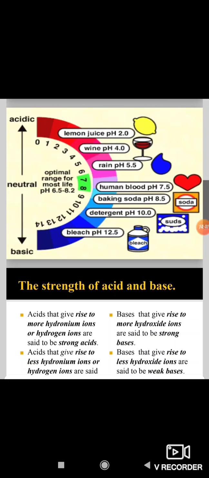And acids that give rise to fewer hydronium ions or hydrogen ions are said to be weak acids, and bases that give rise to fewer hydroxide ions or OH minus ions are said to be weak bases.